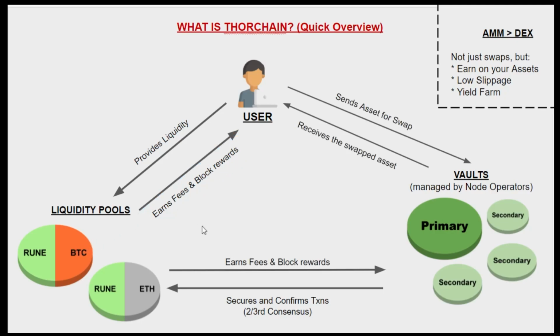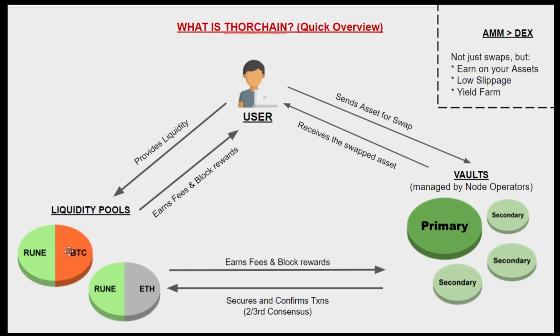So all the liquidity provided in the liquidity pools are secured by vaults, and vaults are managed by node operators. So there are primary vaults and various secondary vaults. A primary vault acts as the main vault which holds most of the assets and requires two-third consensus of all node operators. And there are various secondary vaults or small vaults which exist to have faster transactions and faster consensus. In exchange for providing security to the network, these node operators earn fees and block rewards.